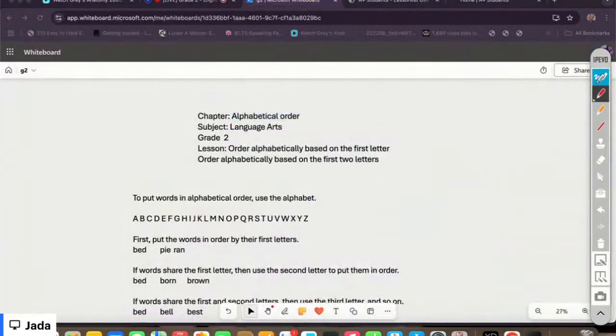So today our lesson will be on alphabetical order. First, you have to log in using aplusstudent.com. You click on your name, language arts, and then you go to grade 2, the chapter on alphabetical order. The lessons are: order alphabetically based on the first letter, and order alphabetically based on the first two letters.